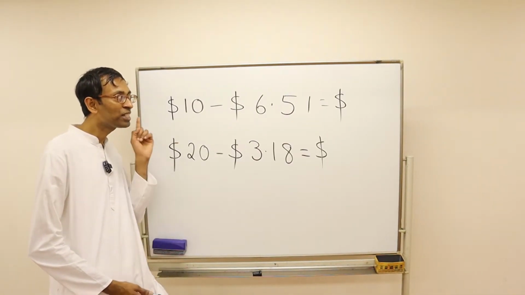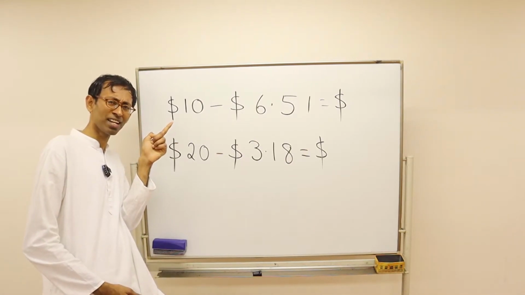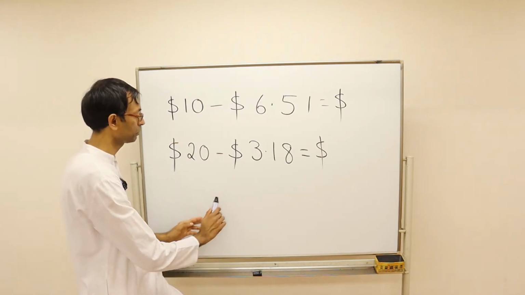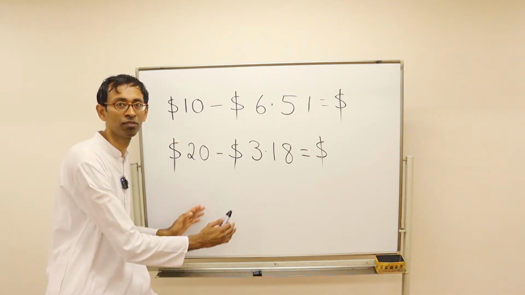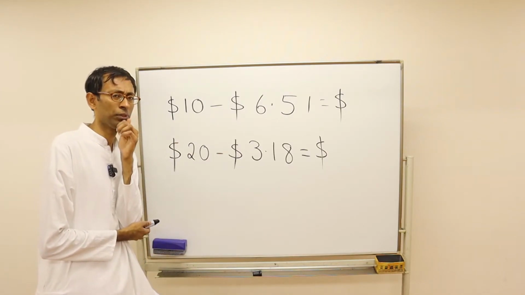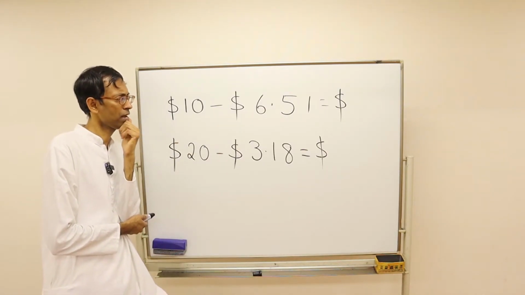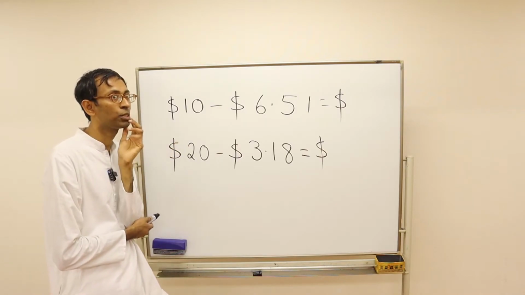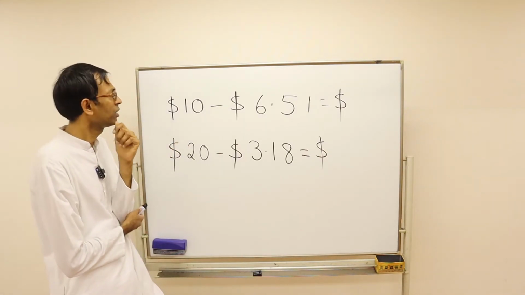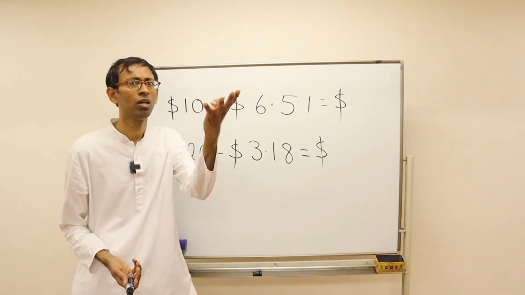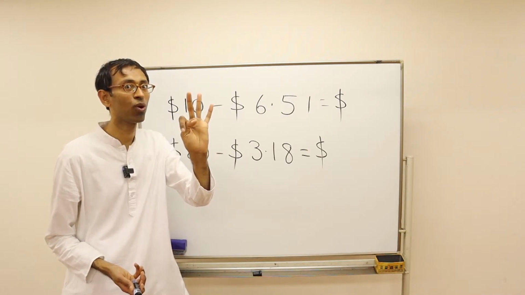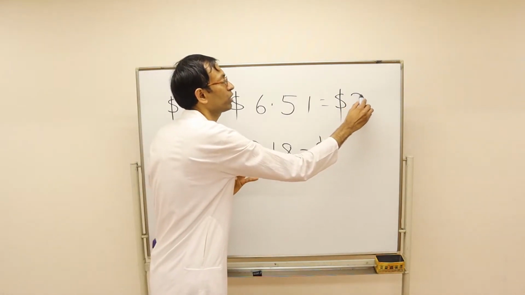Now, can you do these problems just by looking at them? You don't need to write it down in vertical fashion. Pause the video and see if you can just tell the answer. Okay, here is how I will do it. I guess you would do the same. First, $10 minus $6 is a $4. Okay, we know somebody needs help, so instead of 4, we put down a 3.